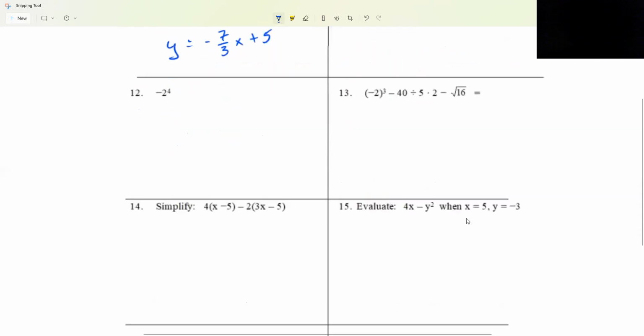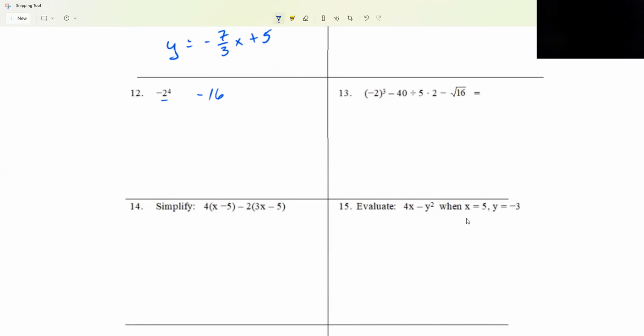Number 12, this is like from the beginning. Okay. So you've got to know that the base here is 2, not -2. So your answer here is going to be -2 times itself 4 times, which is going to be 16. 13, this is the PEMDAS thing. Okay, if you want to stop the video and try it yourself and then come back, go for it.